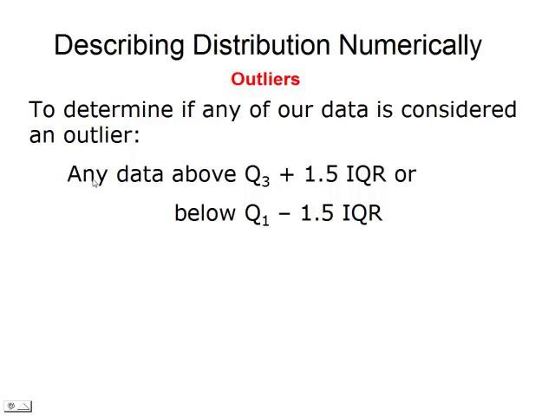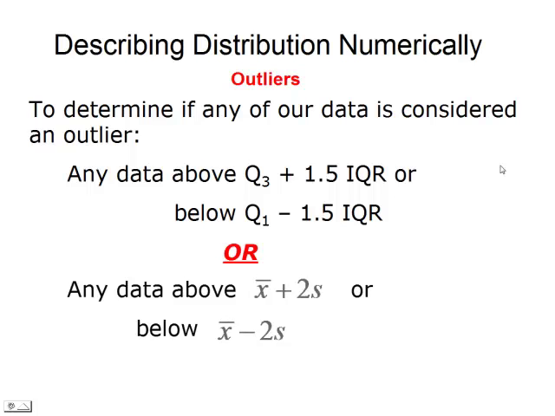One of them is if you have any data that's above Q3 plus 1.5 IQR or below Q1 minus 1.5 IQR. Another formula that you can use is any data above X bar plus 2 standard deviations or below X bar minus 2 standard deviations.